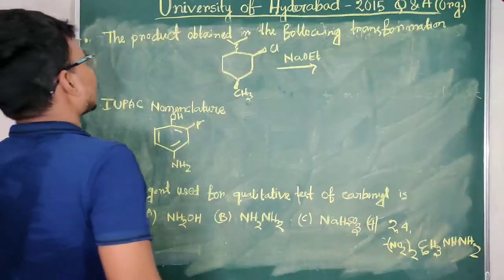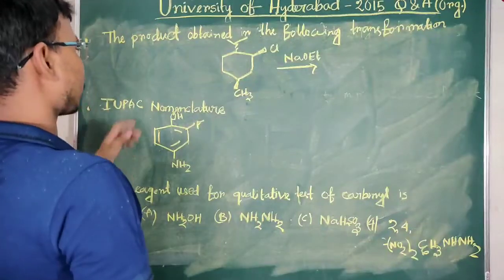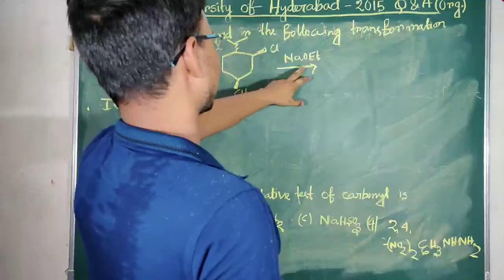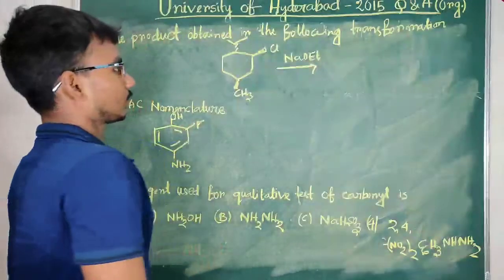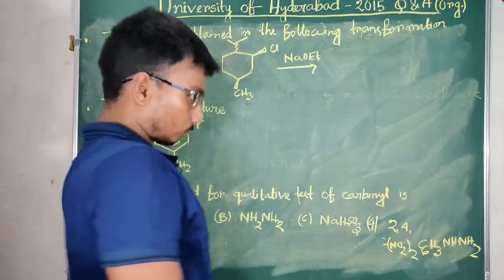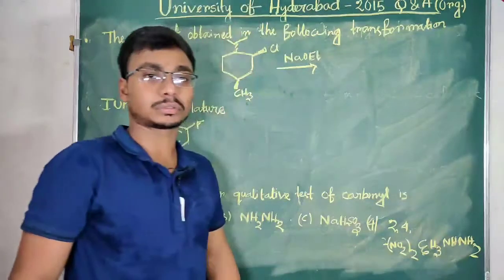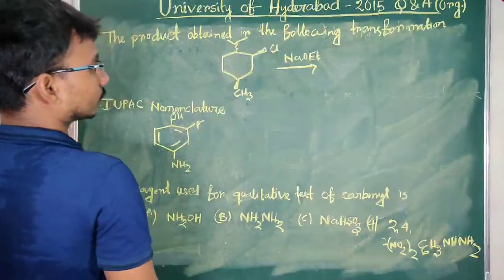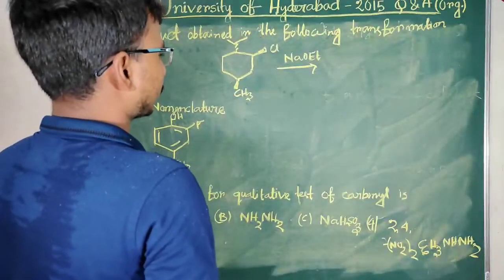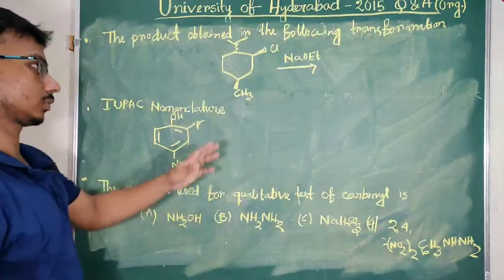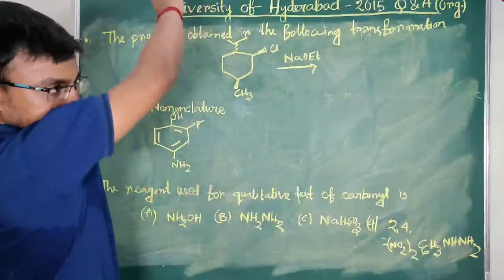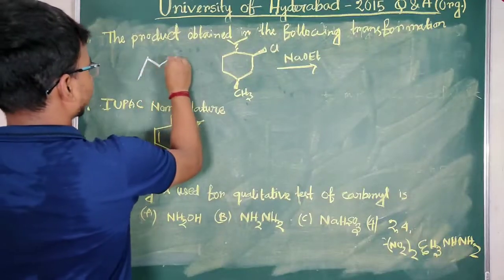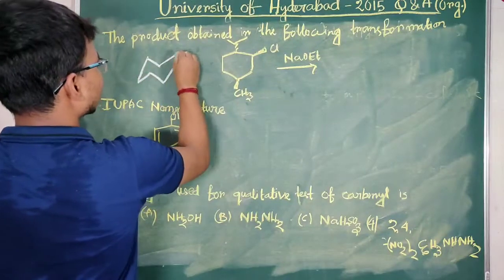So fine. Our next question is the product. We have to determine a product, and the reaction is given as a chlorocyclohexane product with NaOH. It seems like Favorskii rearrangement, but Favorskii rearrangement occurs for alpha-halocarbonyl compounds, and here no carbonyl group is present. So we can proceed with the reaction through the chair conformation of the cyclohexane. So we have to draw the chair conformation of the cyclohexane, then we can easily predict the product.